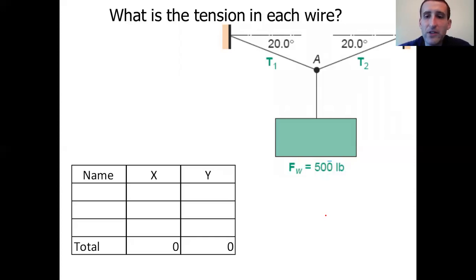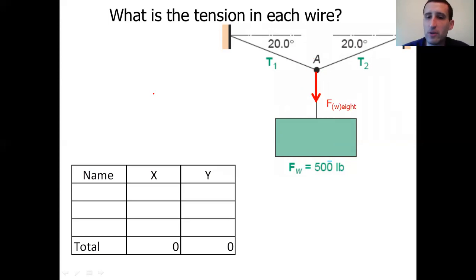So this time we've got a box, and it's hanging from a couple of wires that are suspended from the walls at a particular angle, which happens to be 20 degrees again. We want to know what the tension is in each wire, T1 and T2. Again, the first thing we need to do is figure out where we are going to study, what's the point that we're going to put all our forces on? And there's only one point where T1, T2, and the weight of the box all come together, and that's point A.